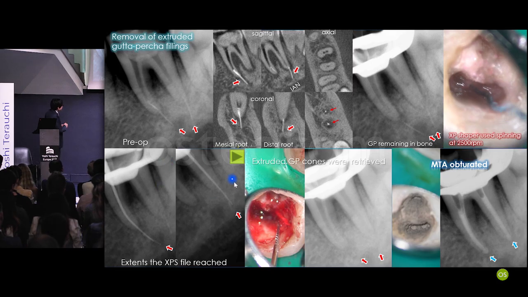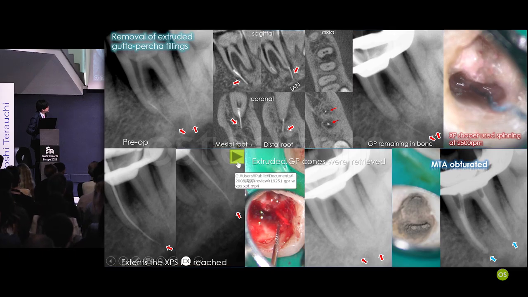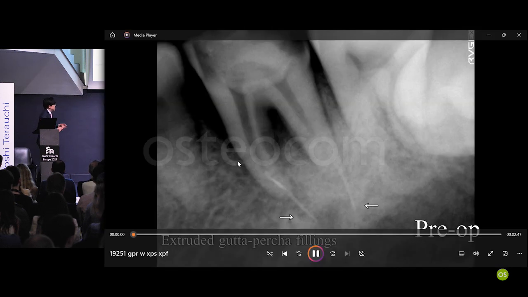First, I tried to remove the gutta percha in one piece with an XP shaper, but it was separated. So here, you see the gutta percha inside the root canals were completely removed. But you see the gutta percha remaining in the apical 1/3. But it's okay. I know I could remove the gutta percha fillings. So what I did was, let me show you the video. I use the same technique.